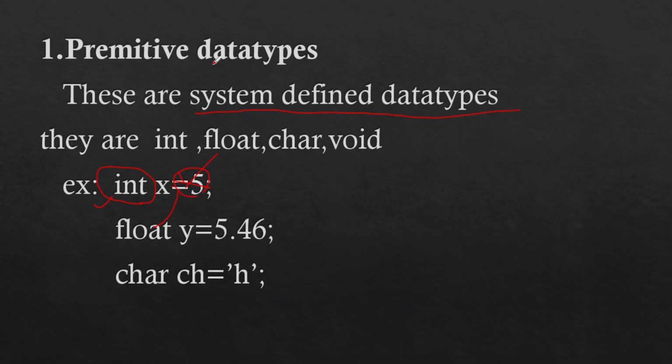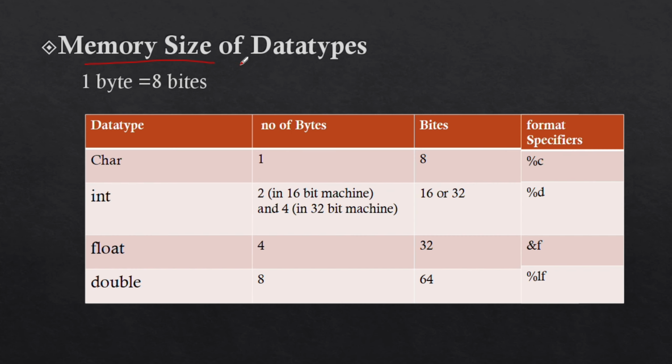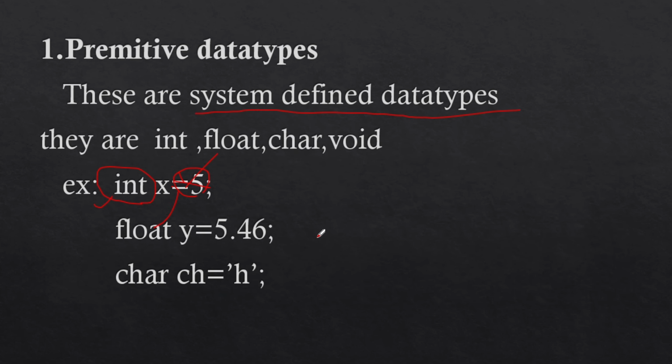Now for int, I'm giving an integer and it is storing 2 bytes of space in a 16-bit machine and 4 bytes of space in a 32-bit machine. And if we learn in bits, it is 16 bits or 32 bits. Is that clear? Okay, next.